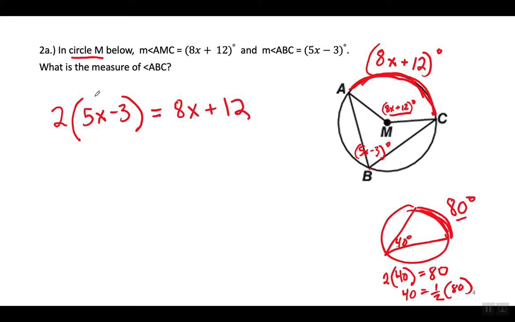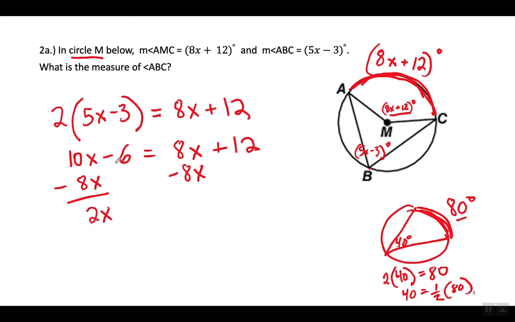Now I would just distribute. So I'd have 10x minus 6 equals 8x plus 12. From here, we've done this a million times. I could just move 8x to the left and the minus 6 to the right. So 2x is going to equal 18. So x equals 9. But that was not the question.